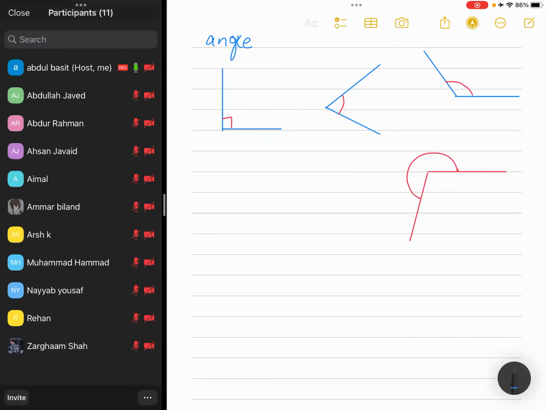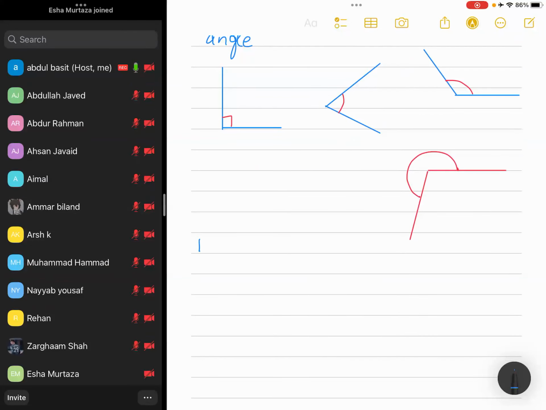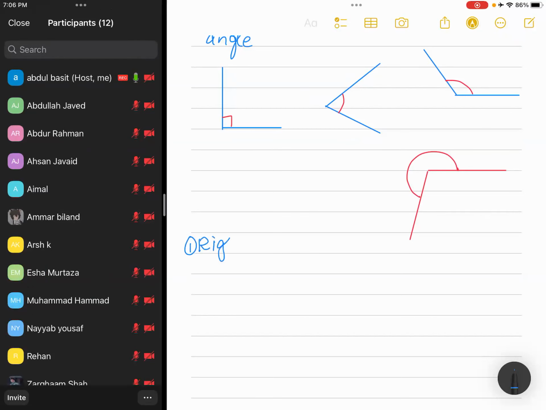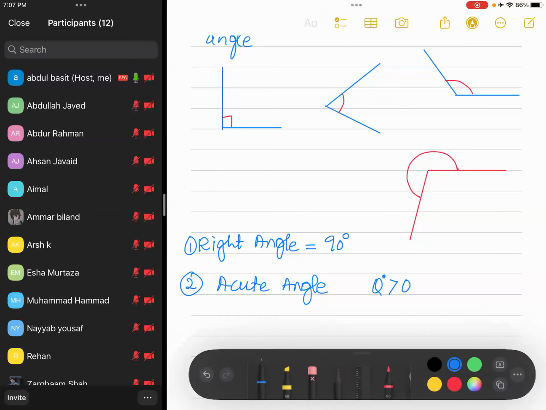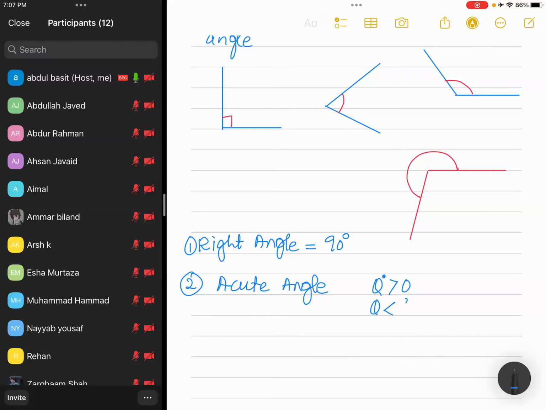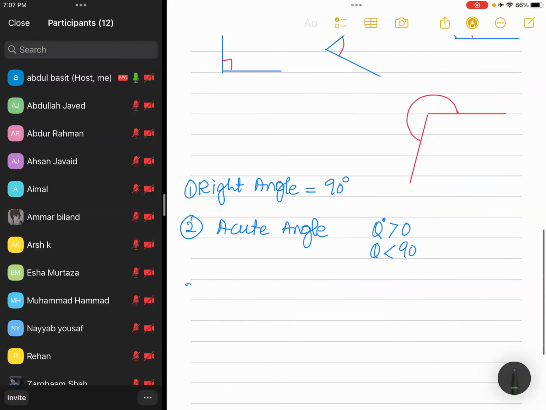ये याद रखें, चार तरह के angles हमें देखने को मिलेंगे. First one, you should know that the first angle is right angle. Right angle is 90 degrees. Second one is acute angle. Acute angle is when theta is, theta बेटा angle को बोलते हैं, मैंने theta बना दिया है, when theta is greater than 0, but at the same time this theta is less than 90 degree, so that would be acute angle.